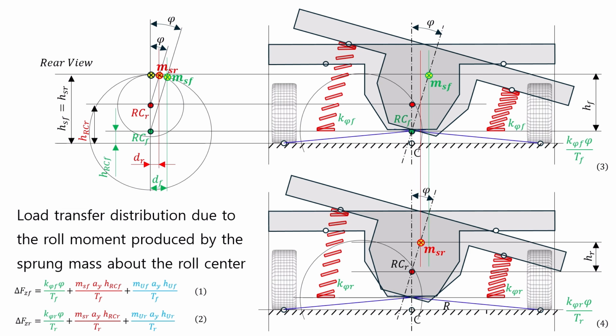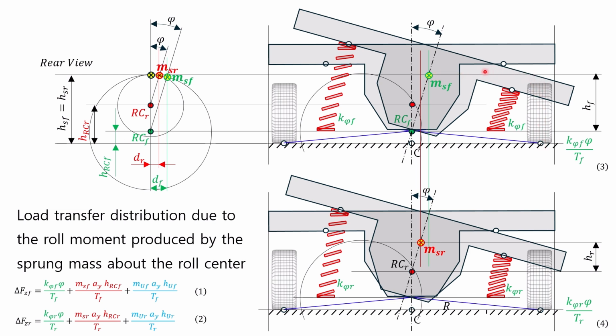Since the roll angle phi of the sprung mass, caused by the lateral force, is the same on the front and rear axles, when the sprung mass rolls, the side where the sprung mass center is farther away from the roll center will move outward more than the side where it is closer. Therefore, at the roll center position shown in this figure, the front mass center will move outward more than the rear mass center. As the distance that the sprung mass center moves outward increases, the load transfer increases because the sprung mass center moves closer to the outer wheel.